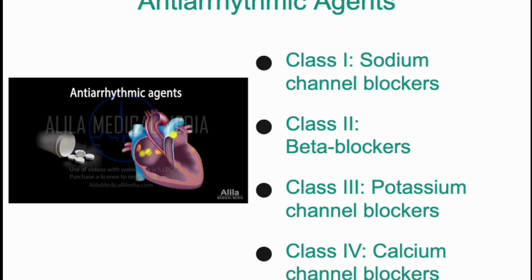Class 1, these drugs slow the electrical impulses in the heart. Class 2, they block the effects of adrenaline, reducing heart rate and blood pressure. Class 3 helps stabilize the heart rhythm by prolonging the repolarization phase. And class 4 relax blood vessels and reduce heart rate by blocking calcium into heart cells. Now, each class targets specific mechanisms to help restore normal heart rhythm.